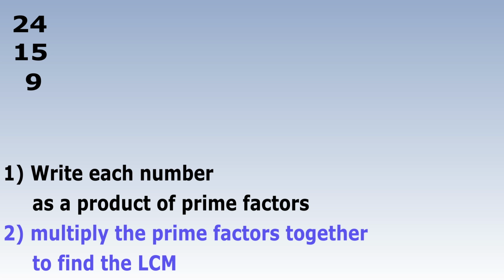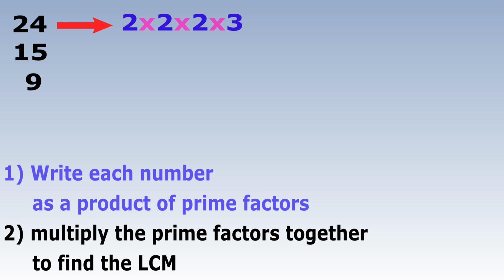If you don't know how to do this, you'll be stuck with the first method, and you've seen how that can go wrong. So it's important that you learn how to write numbers as a product of prime factors, so you can use this method for finding the lowest common multiple with more awkward numbers. In step 1, we write each number as a product of prime factors. So 24 can be written as 2 times 2 times 2 times 3, 15 can be written as 3 times 5, and 9 can be written as 3 times 3.